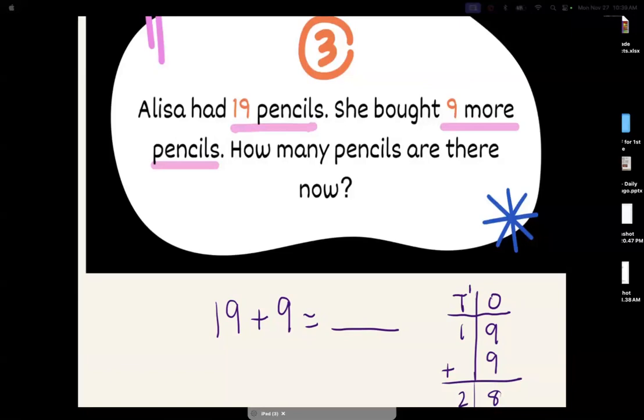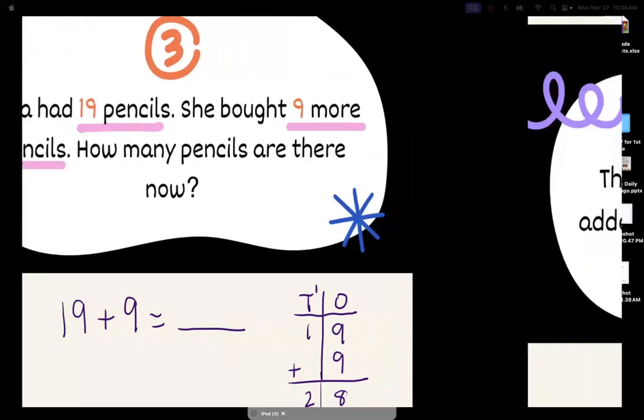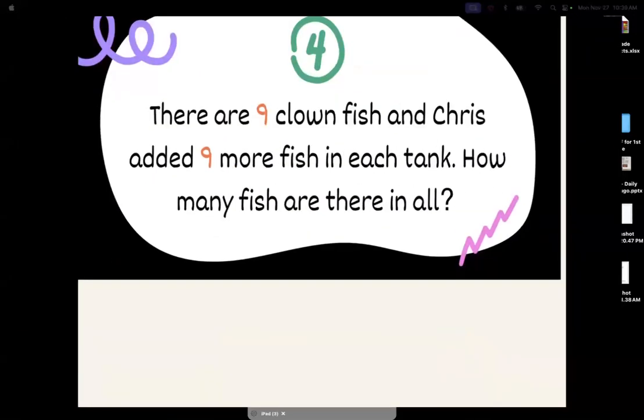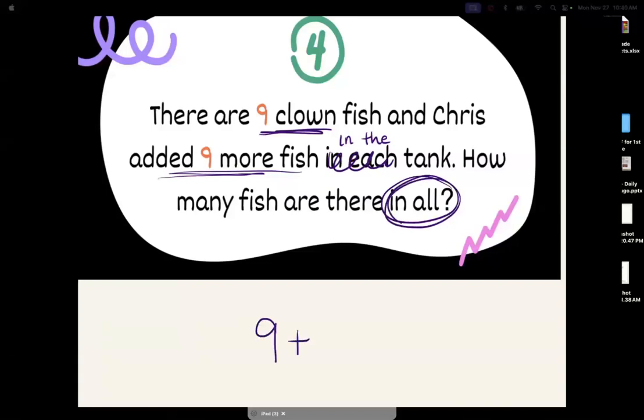Nicely done. Wonderful work. Okay, ready? Here we go. There are 9 clownfish, and Chris adds 9 more fish in the tank. So are we adding or are we subtracting? We're adding. Because if you had 10 and 9, it would be 19. But if you have 1 less, then you have 1 less than that, so it's 18.